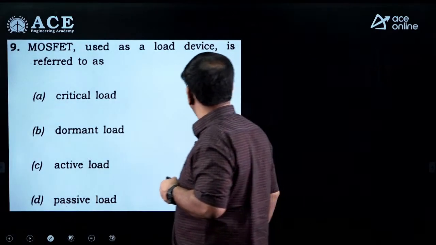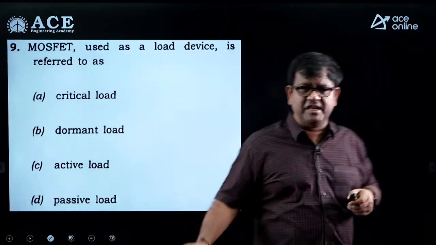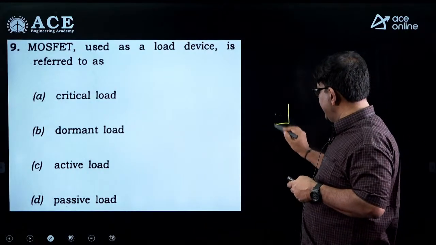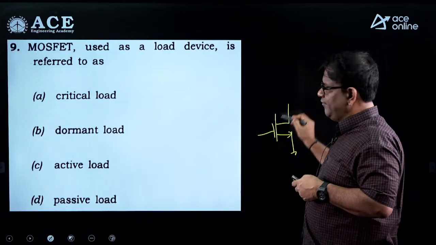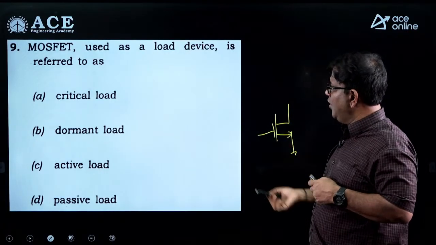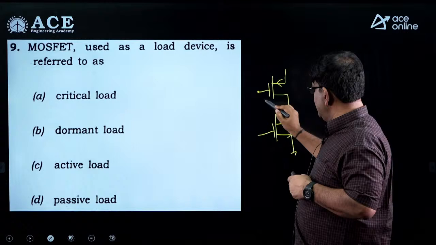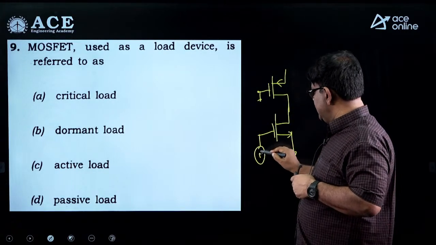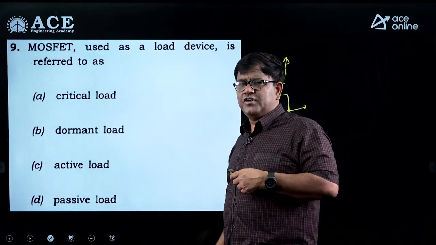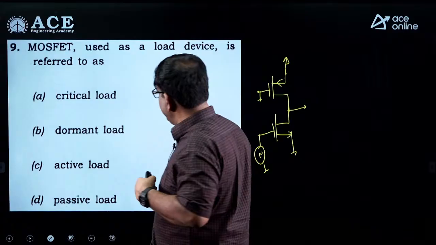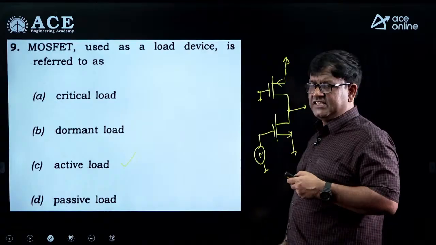MOSFET is used as a load device is referred to as an active load. Now suppose you have a common source amplifier or a common gate amplifier. Suppose this is a common source amplifier. Now you can connect a passive load like RD or something like that. But if you want a larger gain, then the same PMOS can be used as an active load. So these MOSFETs can be used as active loads for generating a larger gain. So hopefully active load, option C. Option C is the right answer.